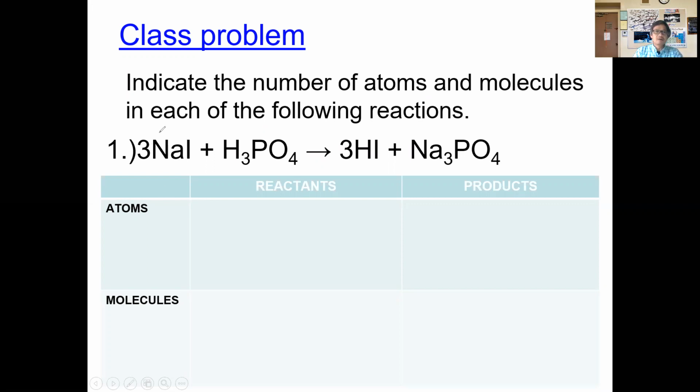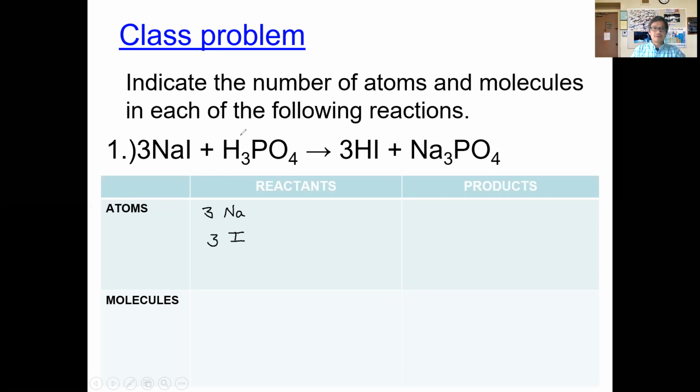So sodium atoms. Sodium atom only appears in this compound here. When this coefficient is placed in front of this compound, it tells us that we have 3 sodium atoms, 3 individual atoms of sodium. On the left-hand side here, we also have iodine, and the number in front of that compound tells us that we have 3 iodine atoms to start out with. So that accounts for the total number of these 2 atoms here.